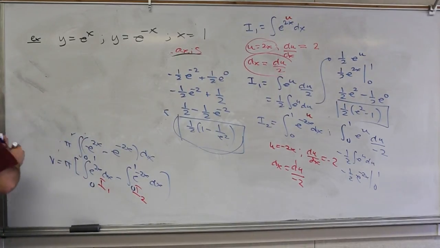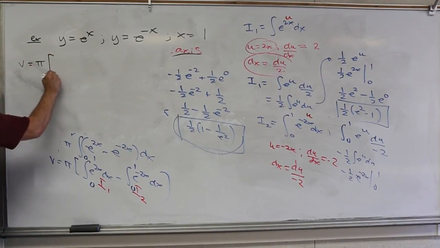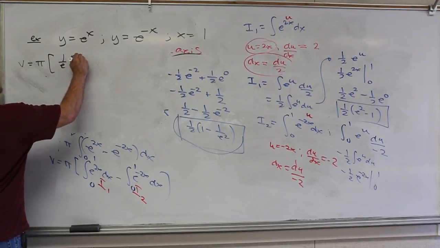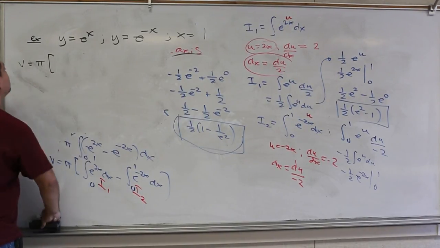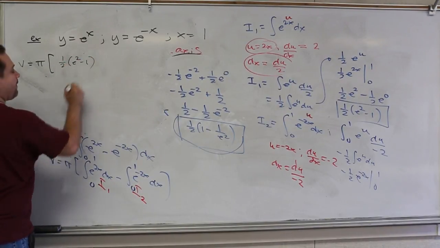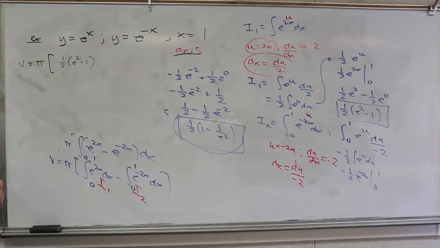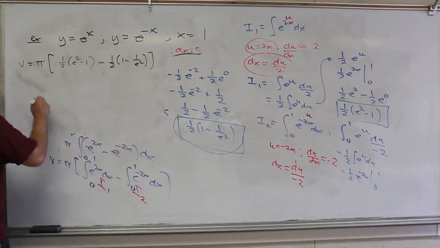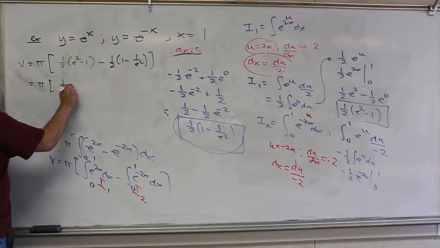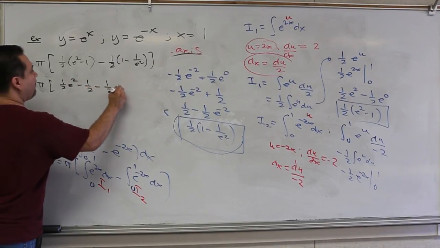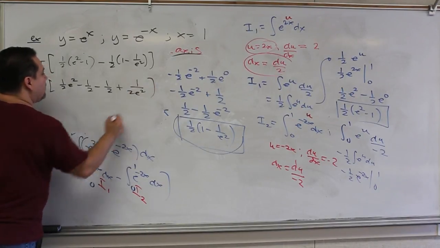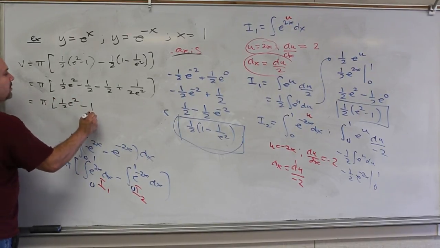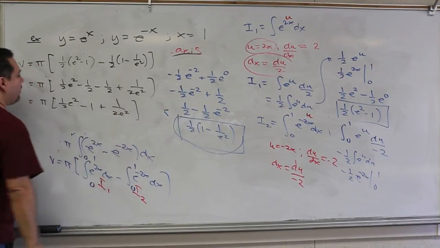So, we got pi for volume. First integral: 1/2 e squared minus 1. And then you got minus another 1/2 times 1 minus 1 over e squared. 1/2 e squared minus 1/2 minus 1/2 plus what? 1 over 2e squared. You get pi times 1/2 e squared minus 1 plus 1 over 2e squared.